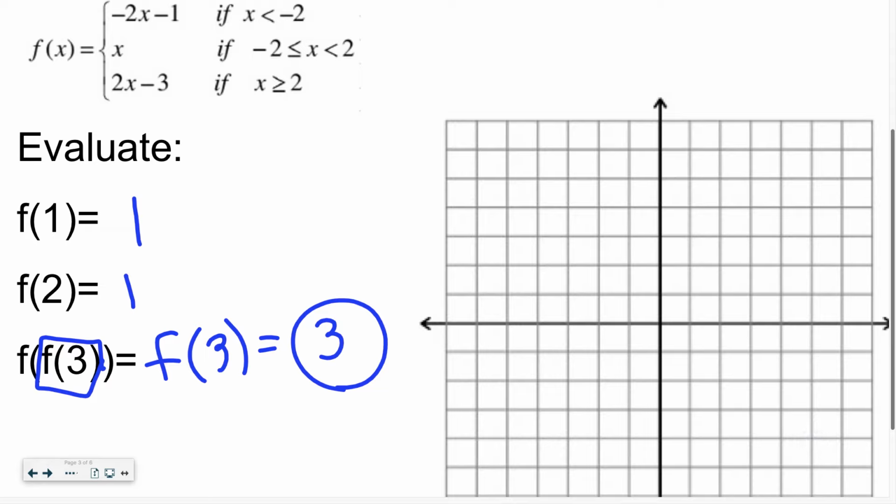What questions do you have on piecewise functions? All right, let's work with our calculator.